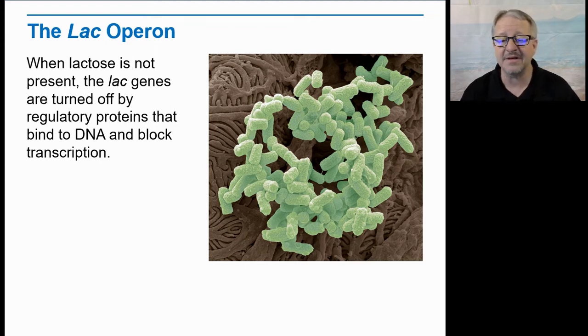Now, the bacterium is able to detect the presence of lactose, and therefore, when the products of these genes are needed, they can be used. When lactose is not present, the lac genes are turned off by regulatory proteins that bind to DNA and block transcription of the lac operon.